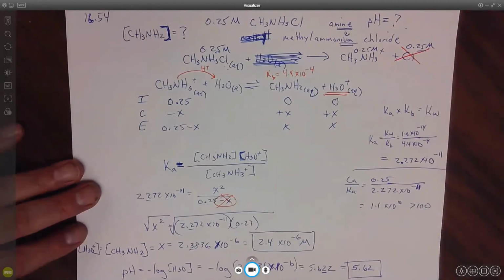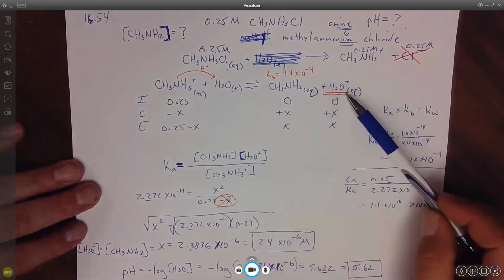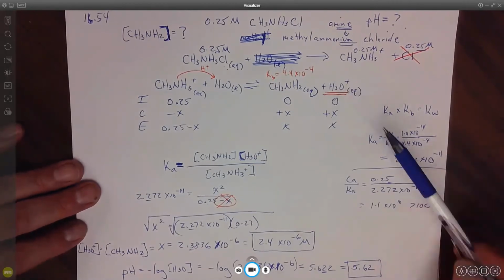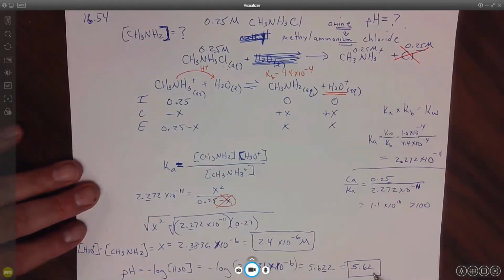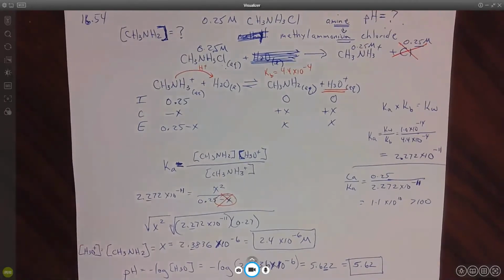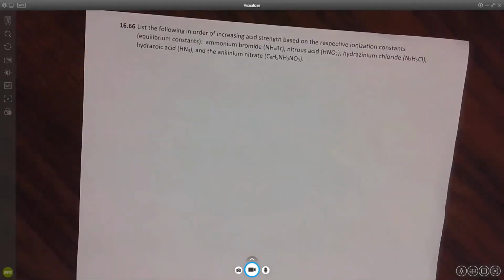And then as a quick check to yourself, well, I know that it's going to become more acidic, which means I should have a pH that's less than 7, and I do, so I probably did everything right. Any questions? Okay, let's try one last one.